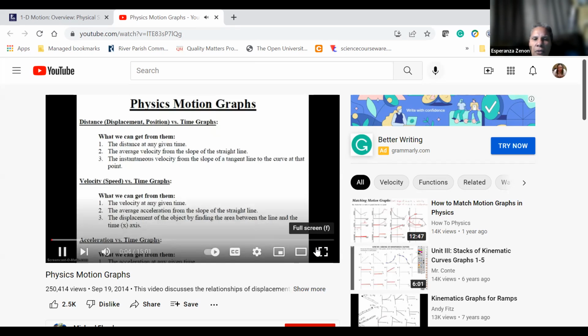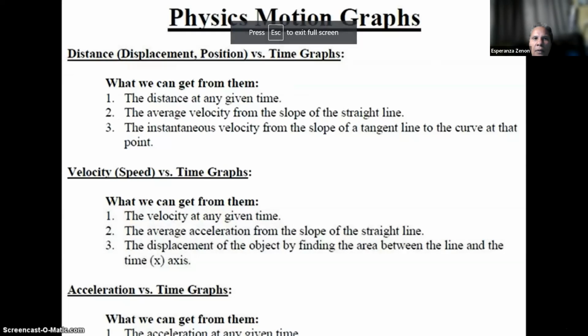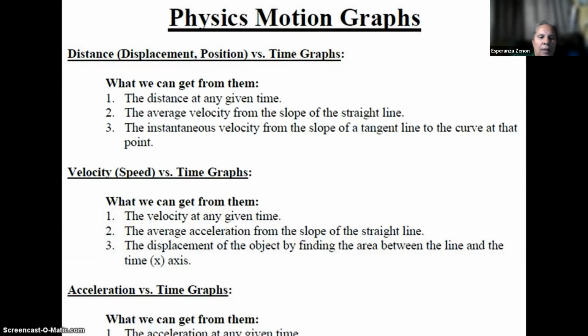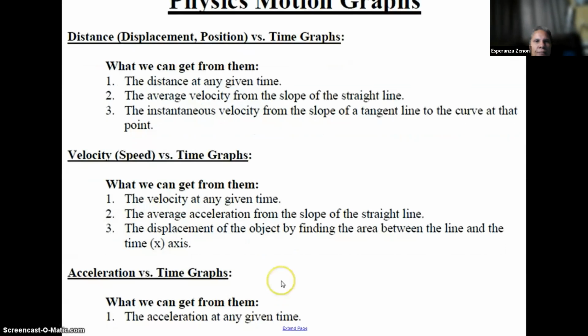Video lesson on physics motion graphs. The objective of this lesson is to understand the relationships of distance time, velocity time, and acceleration time graphs, and to be able to sketch those graphs for almost all the major types of motions that we'll see in this course. Let's start by taking a look at the types of graphs that we can draw and the information that we can get from them.